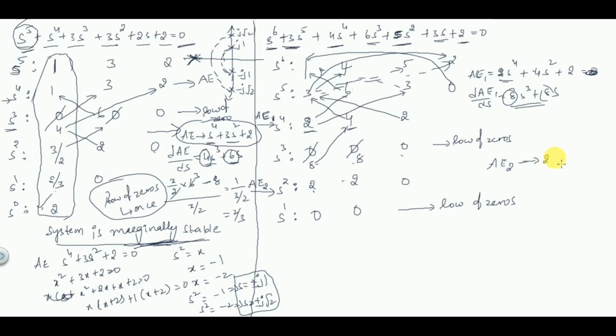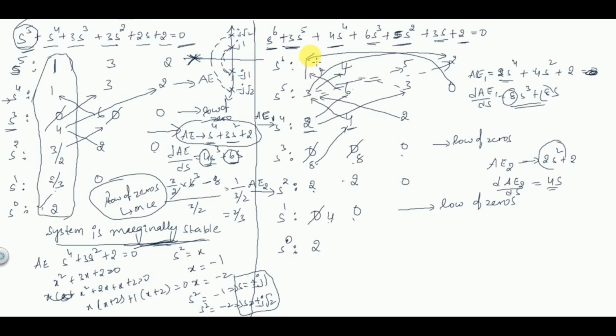AE2 is 2s square plus 2, and the differential of the auxiliary equation is 4s. So 2s square differential is 4s. So replace this here and we'll get 4s here. For s power 0, 4 into 2 is 8, 8 by 4 is 2. Okay, so now the Routh array is completed.